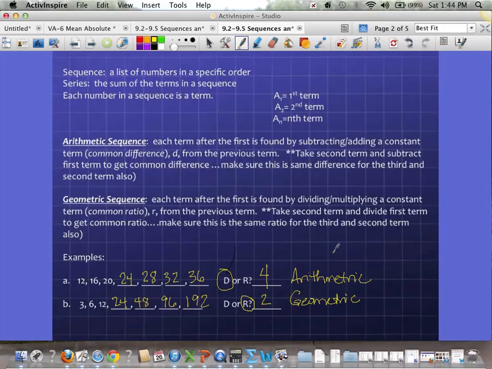Very easy. You just have to find the pattern. You have to decide. These are sequences because they are numbers in a specific order. Okay? All right.